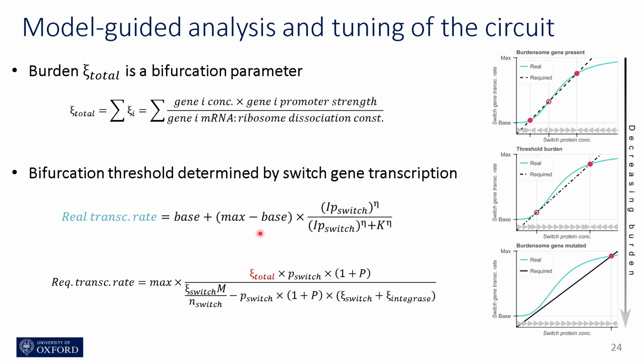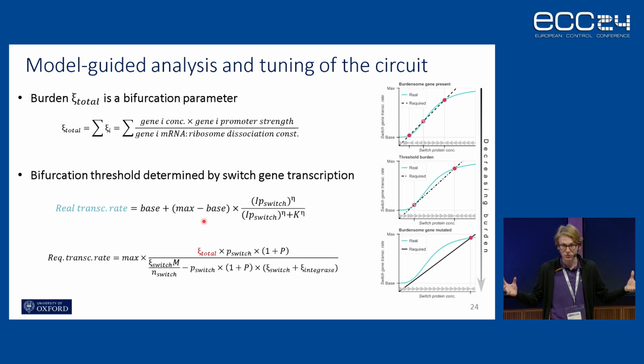On one hand, we have the real transcription rate, which is defined through biochemistry with a Hill relation capturing the self-activating nature of gene regulation. But at the same time, we also have the required transcription rate, which is necessary to maintain a given switch protein concentration in a given environment with a given kind of burden present in the cell. And only when these two rates coincide, we can have a stable steady-state equilibrium.